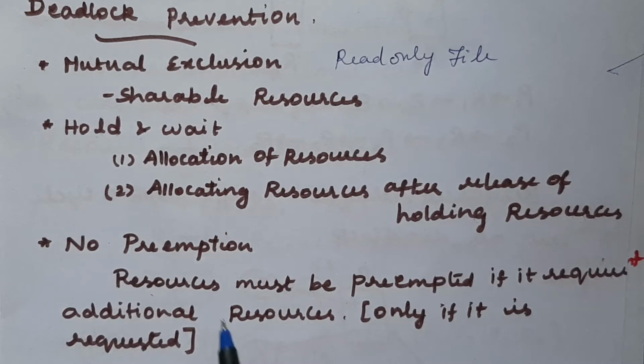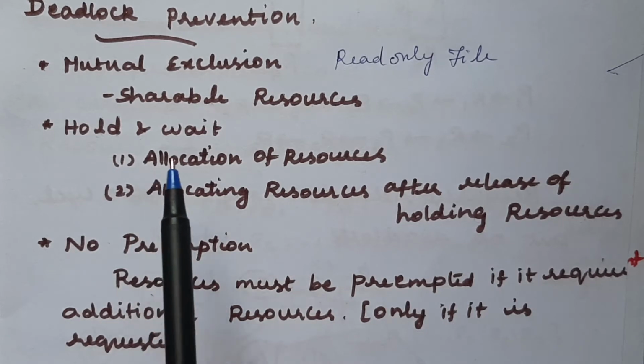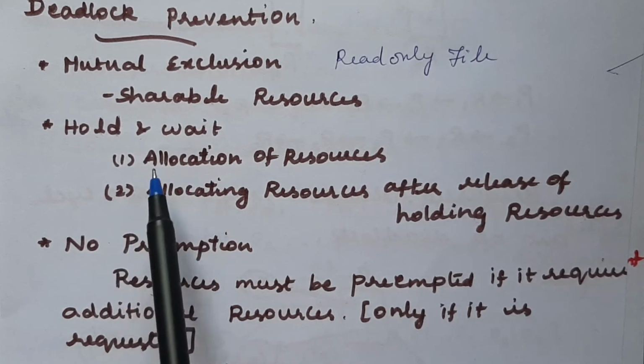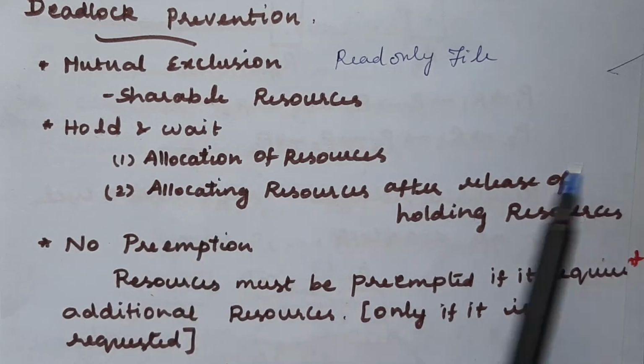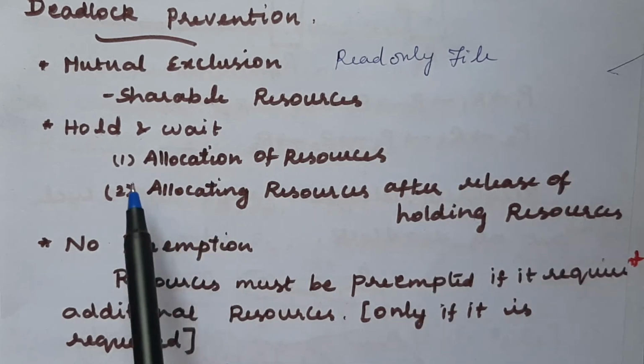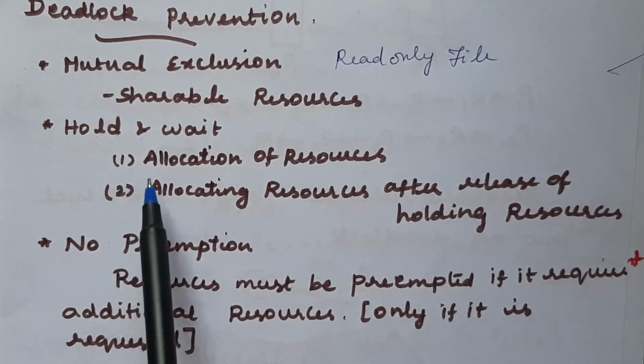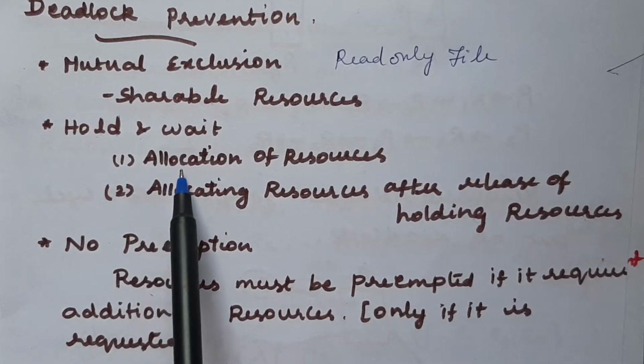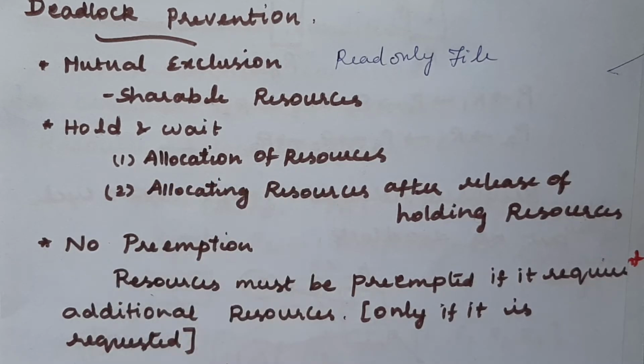Okay, so first one is we can use two kinds of protocol to prevent the deadlock by denying this condition. So how can we deny this condition, and in that way how can we prevent the deadlock? Let us see. We are just using two protocols. The first protocol is allocation of resources.